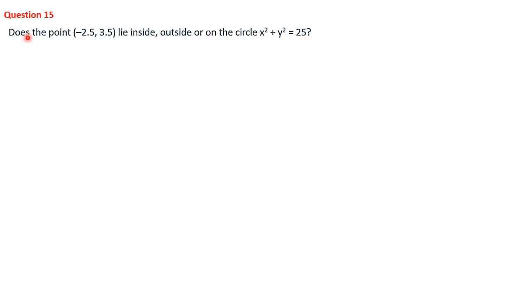Next we shall discuss question number 15, the last question of this exercise. Does the point (-2.5, 3.5) lie inside, outside or on the circle x squared plus y squared equals 25? So here we have to check whether the point (-2.5, 3.5) is inside the circle, outside the circle or on the circle. That is what we have to check.